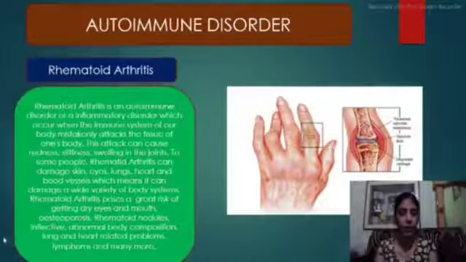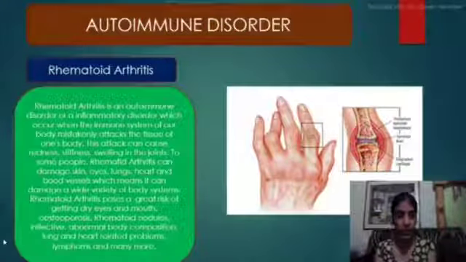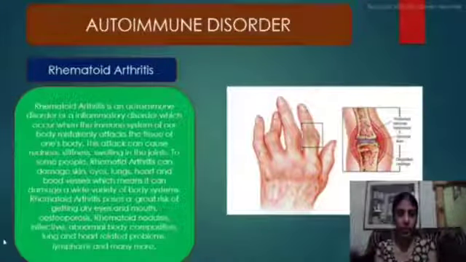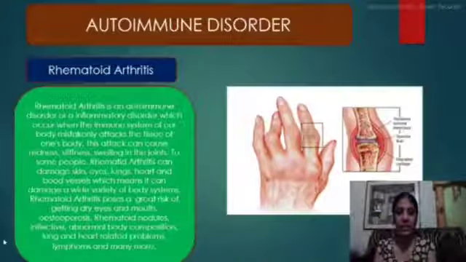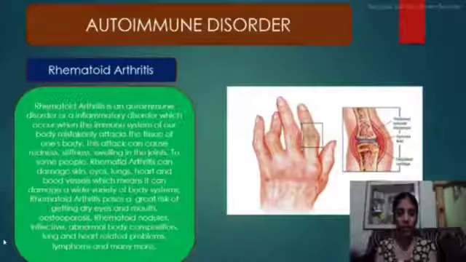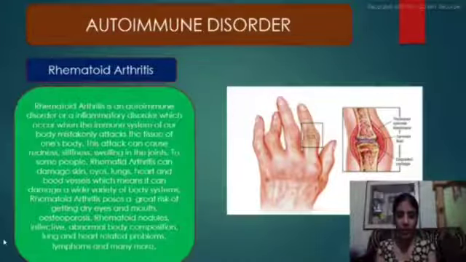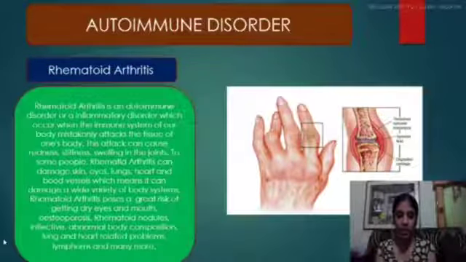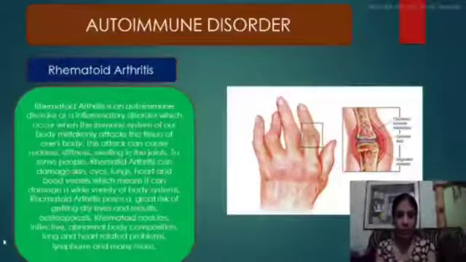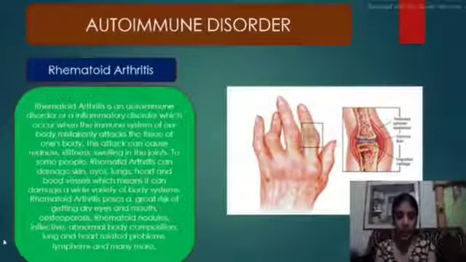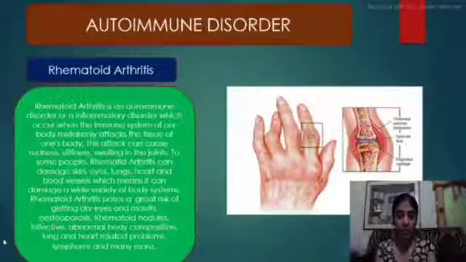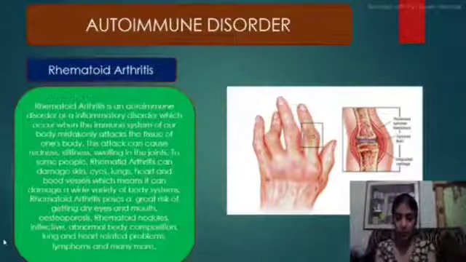So here comes rheumatoid arthritis. It's an autoimmune or inflammatory disorder which occurs when the immune system of the body mistakenly attacks the tissue of one's body. This attack can cause redness, stiffness, swelling in the joints. In some people, rheumatoid arthritis can damage skin, eyes, lungs, heart, and blood vessels, which means it can damage a wide variety of body systems. It poses a great risk of getting red, dry eyes and mouth, and abnormal body composition, and many more problems.